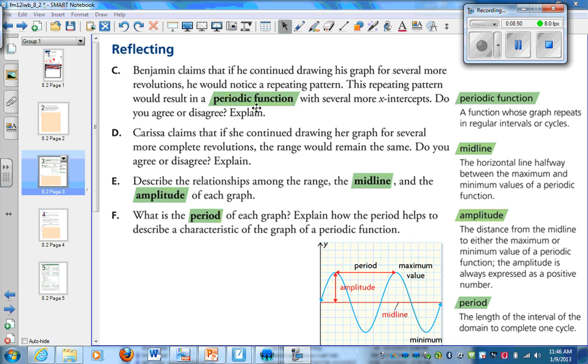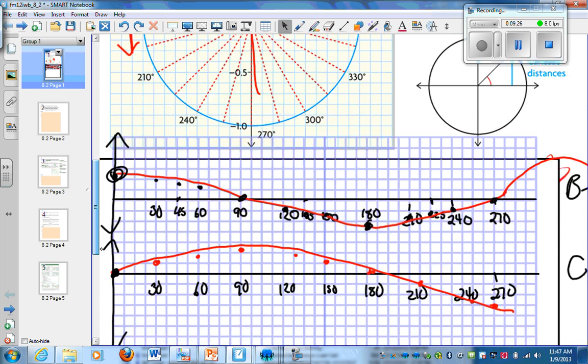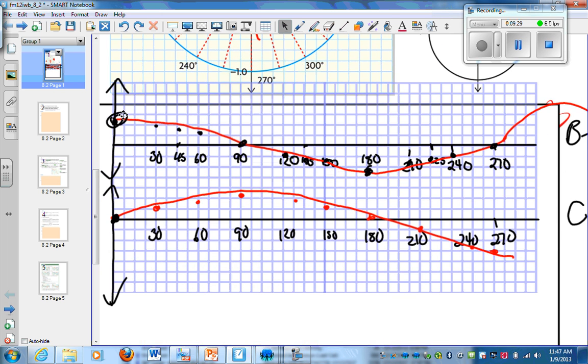So these kinds of graphs are called periodic functions, a function whose graph repeats in regular intervals or cycles. So that graph, if you kept going around and around the circle, would repeat. There's a couple of characteristics called the midline, the amplitude, and the period. The midline is the horizontal line halfway between the maximum and minimum. So here we have a max and min, and that would be the midline. The amplitude is the distance from the midline to either the maximum or the minimum. So in the case of the very crude graph that we drew, that amplitude is 1 because we said that value was 1. So we went from our midline to our max or min.